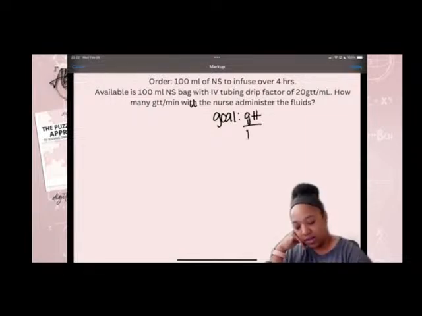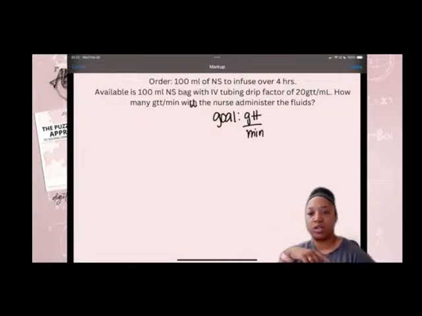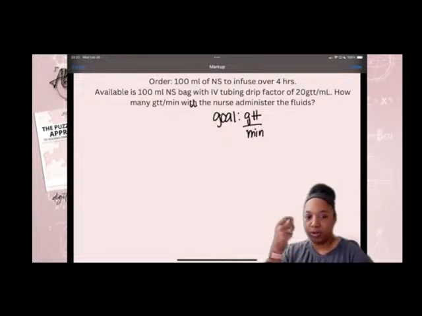Per minute. So with IVs, you can give an IV two ways. You could give an IV on a pump. You can give an IV via gravity. This is going to be via gravity. We're going to count those drops in the drop chamber, okay? And we're going to use the flow rate of IVs.